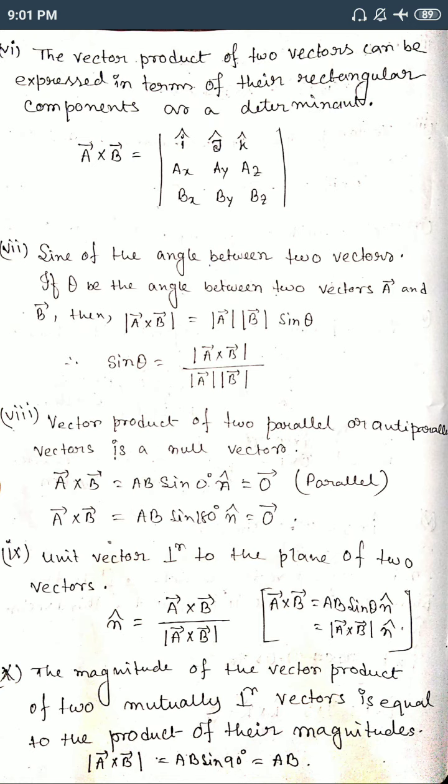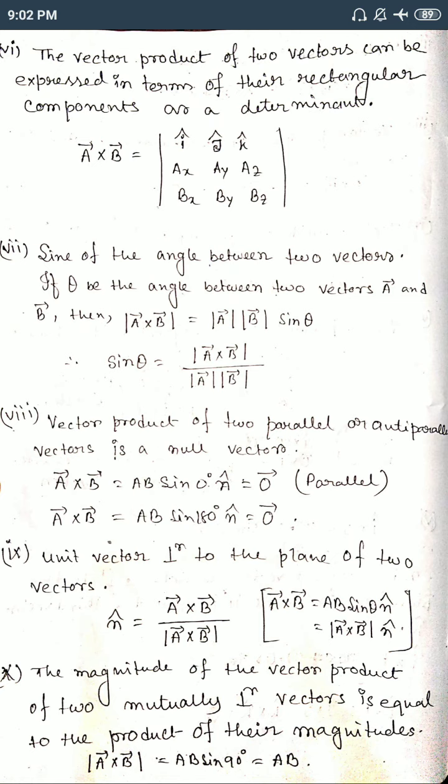So ax, ay, az are the rectangular components of A vector, and bx, by, bz are the rectangular components of B vector. For the determinant, the modulus sign is within these two lines. We write i, j, k, then the rectangular components of the first vector, that is A vector, then the second vector, that is B vector. How we can solve this, I will explain later.